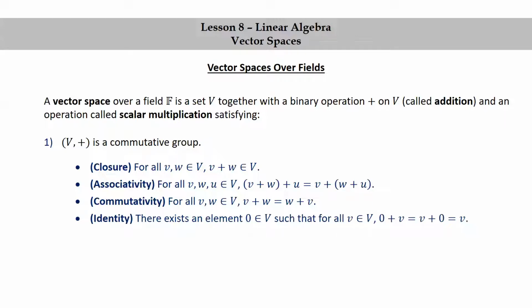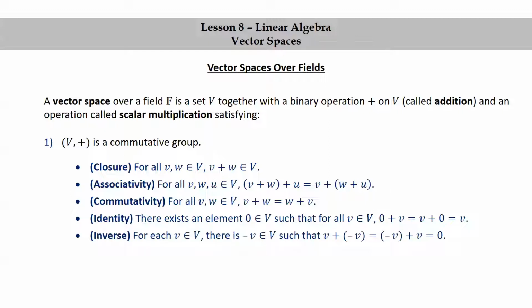We have the identity property. There exists an element 0 in V, such that for all v in V, 0 plus v and v plus 0 are both equal to v. And the inverse property. For each v in V, there is negative v in V, such that when we add v plus negative v or negative v plus v, we get 0.